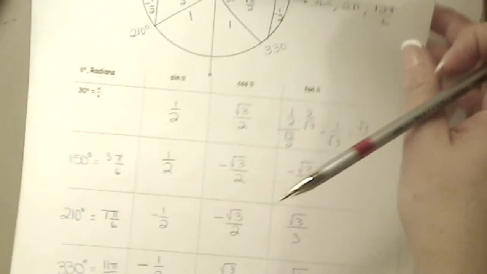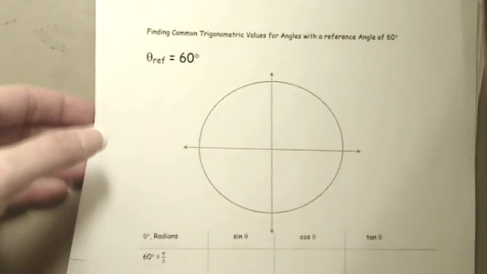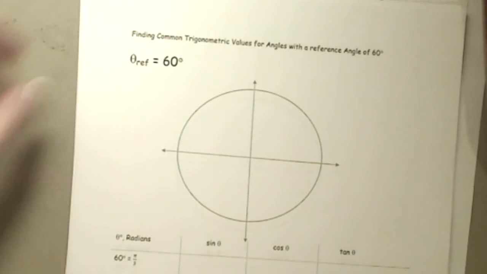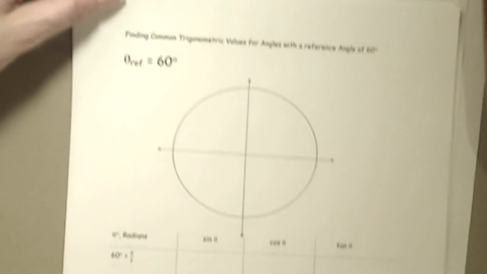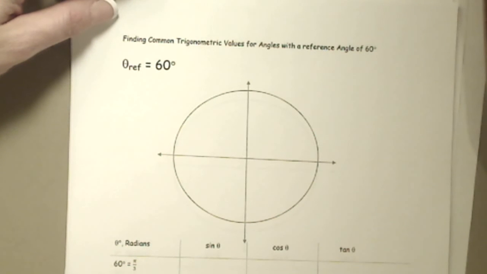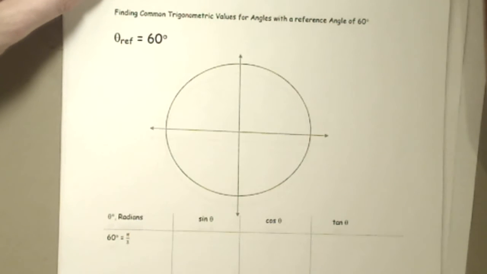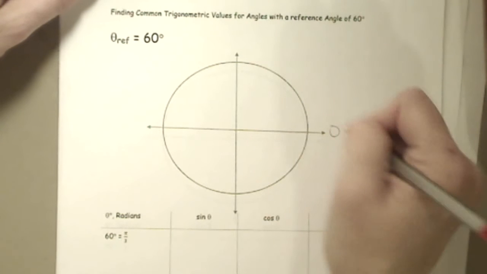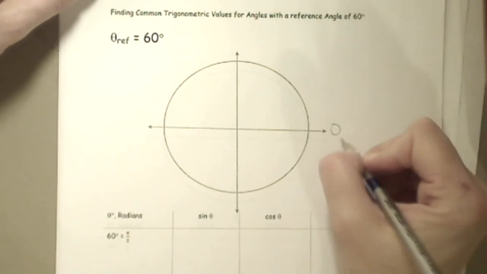I would encourage you to pause the video and try to do all the ones for 60 on your own, starting with quadrant 1 of just 60 degrees, which is pi over 3. So if you want to pause it, work on it, and then come back. All right, let's work out these reference angles of 60 degrees as we go around from 0 all the way around the unit circle back to 2 pi.